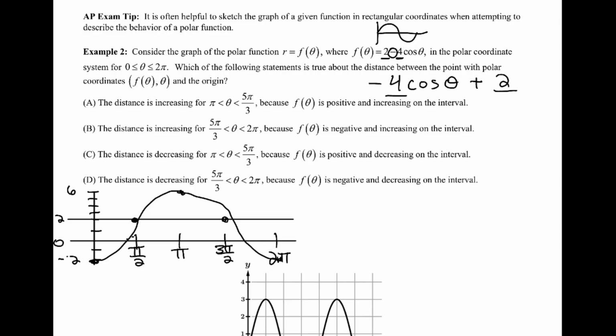And I will tell you it's crossing here. This is where it's going to cross at pi over 3. This is where it's going to cross at 5 pi over 3, kind of over here. So you should see here they're going to say between pi and 5 pi over 3, here's pi and 5 pi over 3. I'm talking about this part.